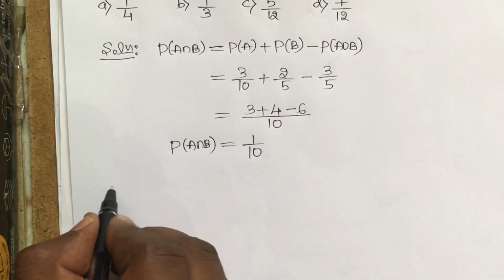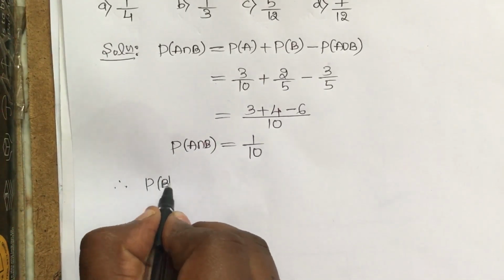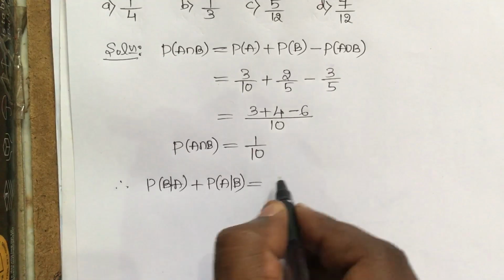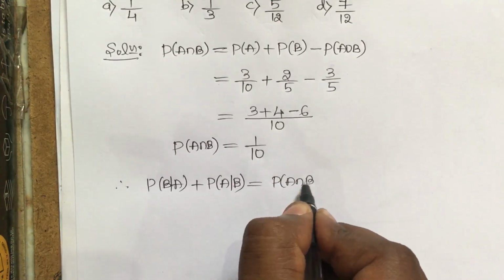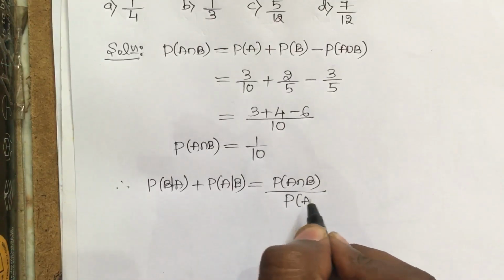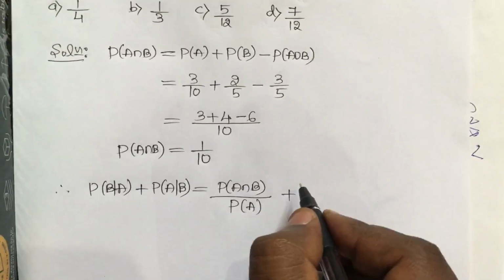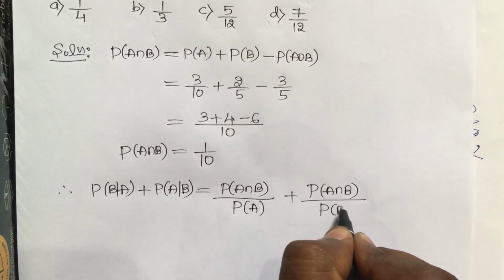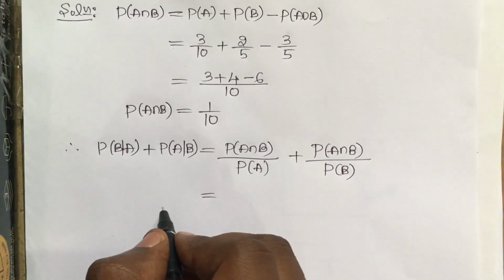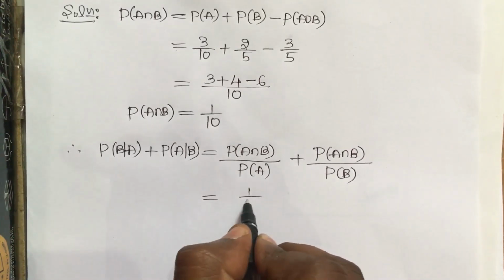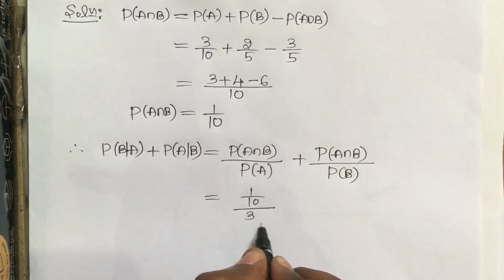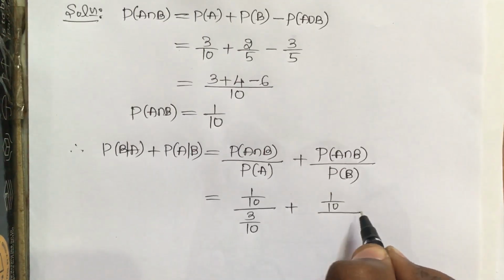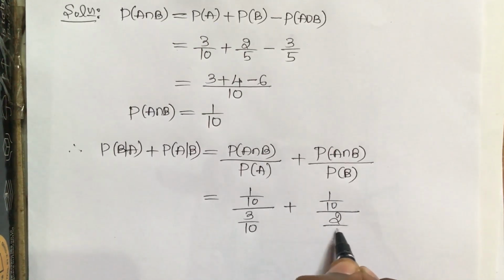Now I have to go for P(B|A) + P(A|B), which equals, what is P(B|A)? It is P(A ∩ B) divided by P(A), then plus P(A|B) will be P(A ∩ B) divided by P(B). Now substitute the values. P(A ∩ B) will be 1/10, whole divided by P(A), that is 3/10, plus P(A ∩ B), it is 1/10, whole divided by P(B), that will be 2/5.